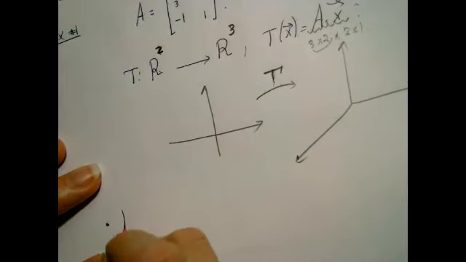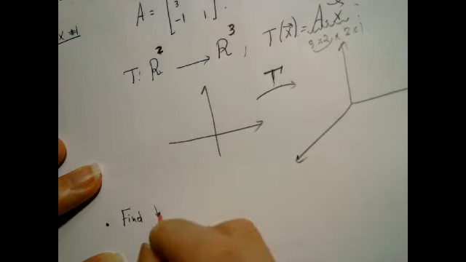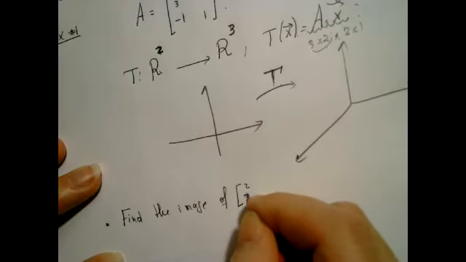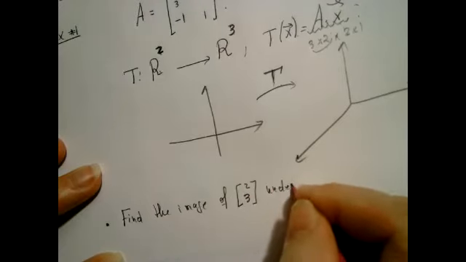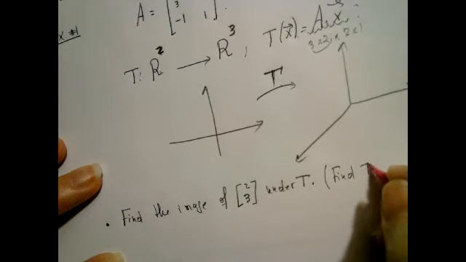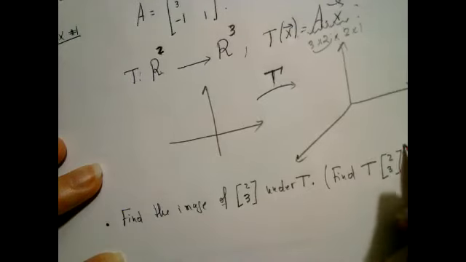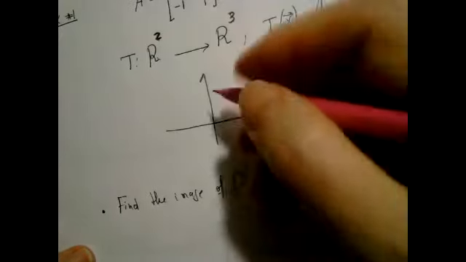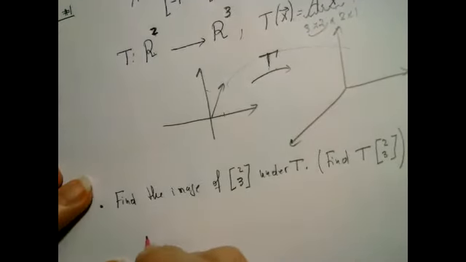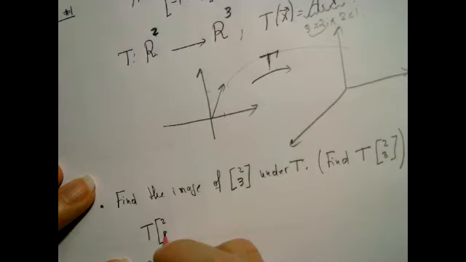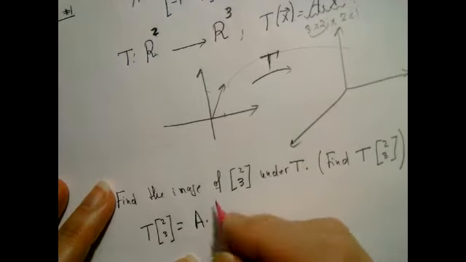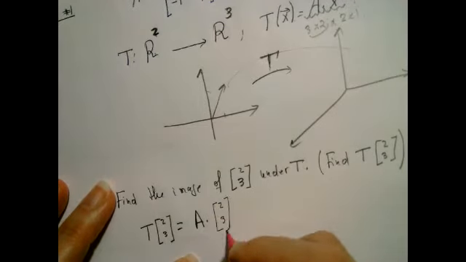So question number 1, find the image of the vector 2, 3 under T. It means, as I said before, find T of 2, 3. That's my first question. We have a vector here, and the matrix takes it somewhere. Where does it take it? So let's see what the rule is. What does T do to a vector? What T does is take the matrix A and multiply it by the vector. That's the rule.